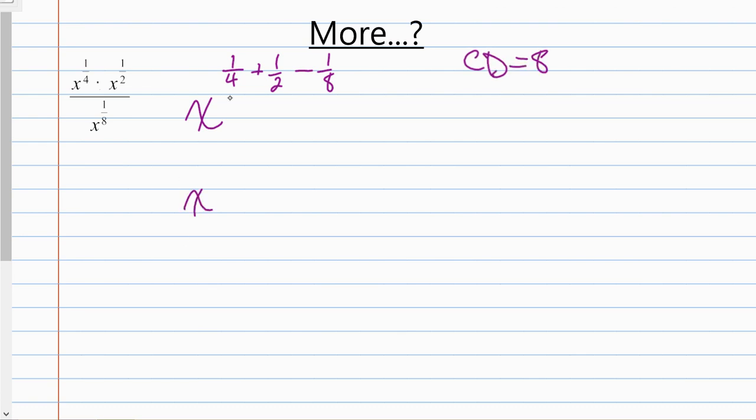So I'm going to have x to the 2/8 plus 4/8 minus 1/8. 2 plus 4 is 6, minus 1, x to the 5/8. And so if I wanted to write this in radical notation, this would be the 8th root of x to the 5th. Just a quick reminder of how those work. So that is the end of the simplifying radical expressions. I will be posting more videos as time goes on.